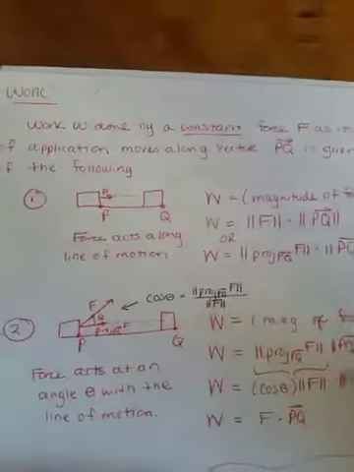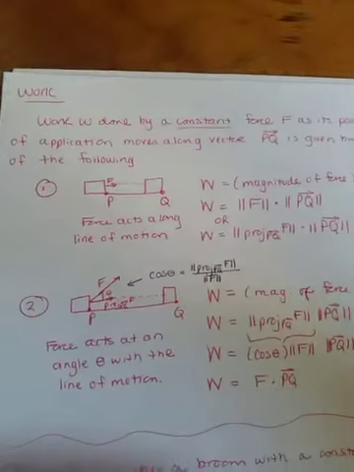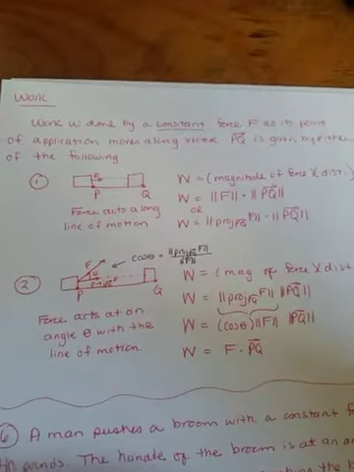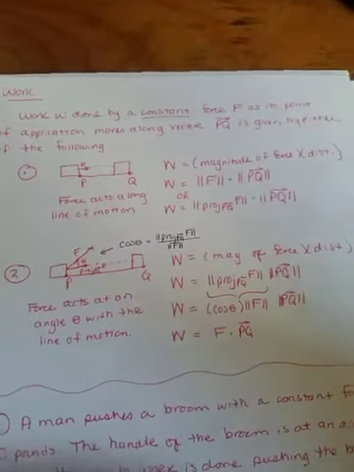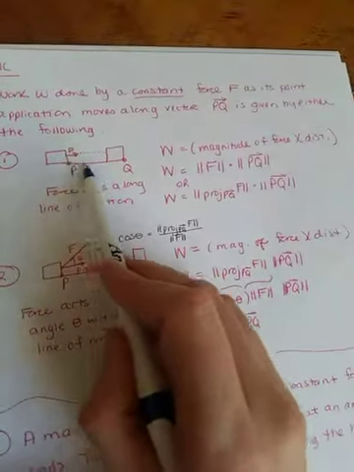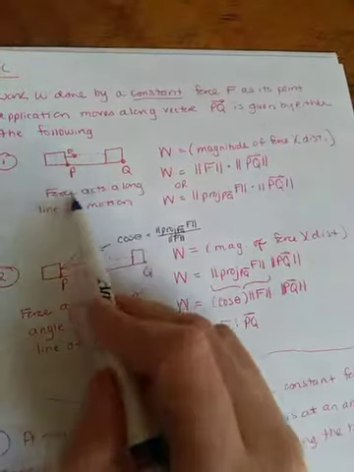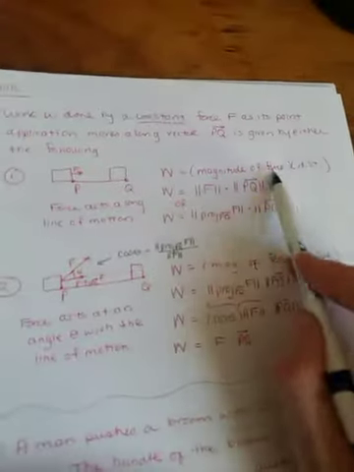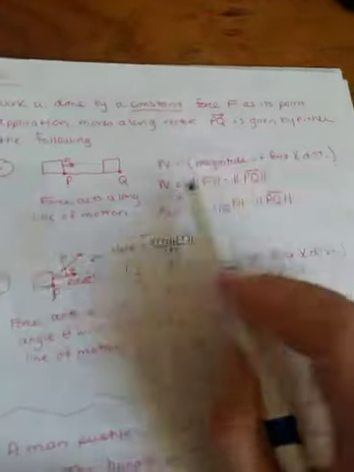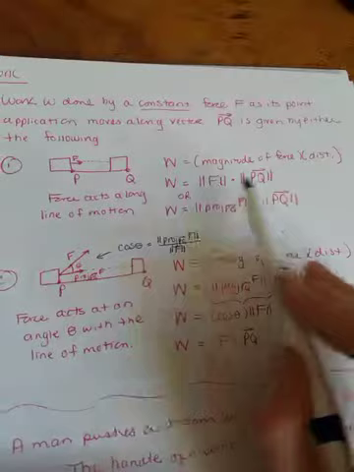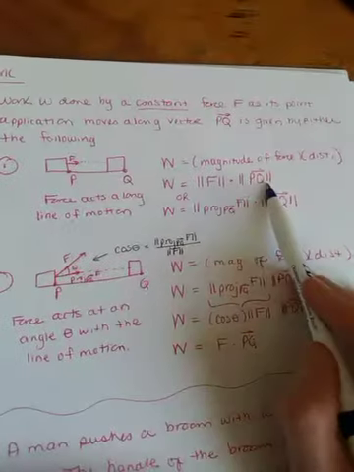Moving on to work. Two more, bear with me here. So work. Work W is done by a constant force F as its point of application moves along a vector PQ is given by either of the following. So if you're moving an object from P to Q, and that force is parallel to the path that the object is taking, so again, force acts along the line of motion, work is the magnitude of the force times the distance. So magnitude of the force in this case, well, that's just magnitude of the force. And the distance, that would be the magnitude of PQ.